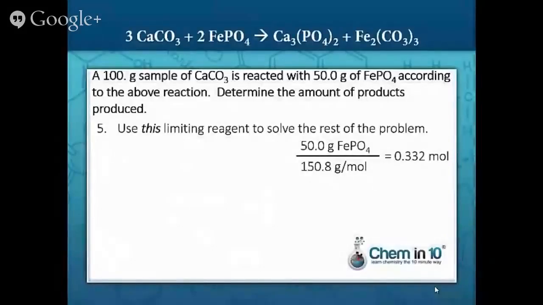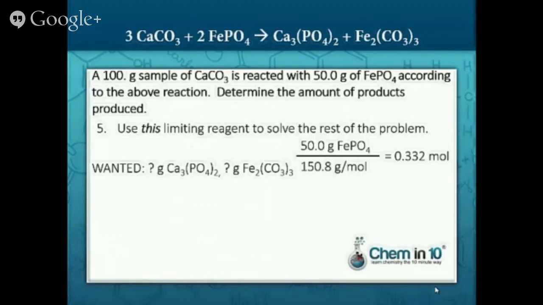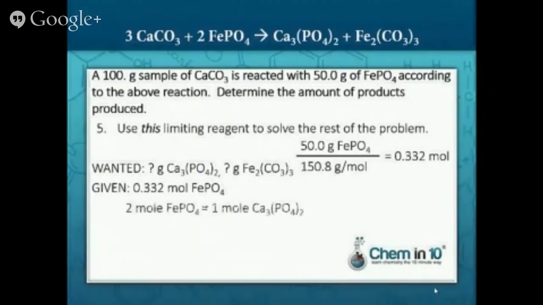They want the number of grams of products, so we want the number of grams of calcium phosphate and iron carbonate. Let's work that out. Carbonate is -2, so that's -6, so it's still iron 3 carbonate. Given our 0.332 moles of iron 3 phosphate, we know that 2 moles of iron 3 phosphate make 1 mole of calcium phosphate, and 2 moles of iron 3 phosphate make 1 mole of iron 3 carbonate.